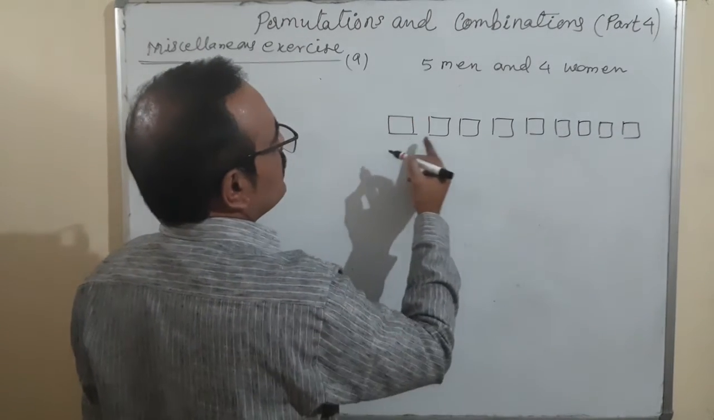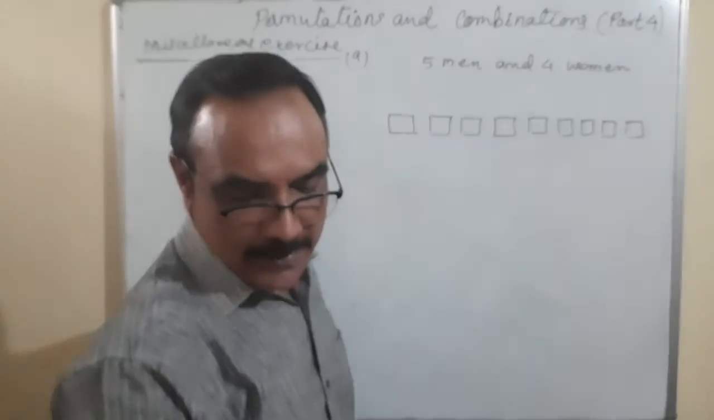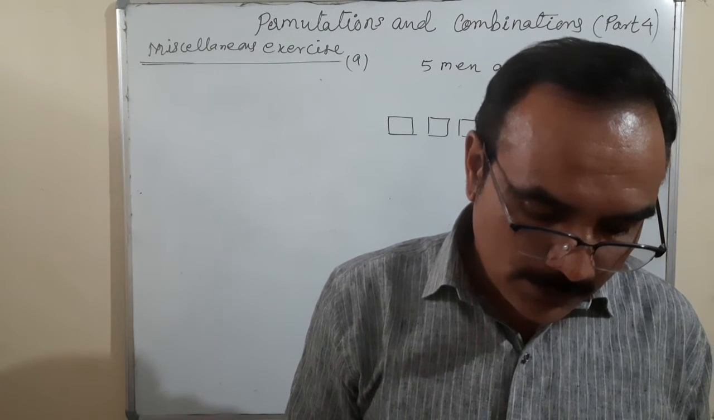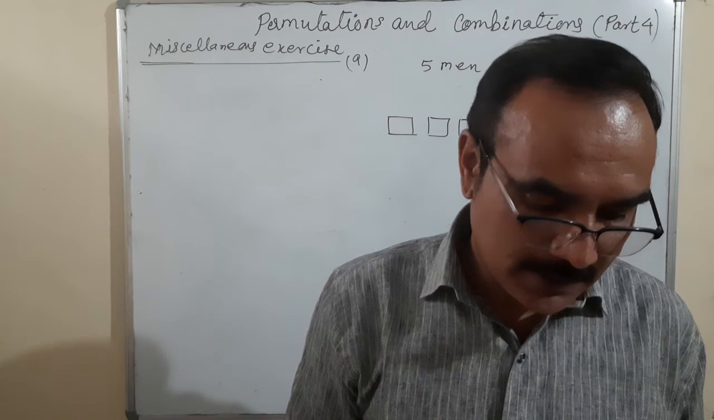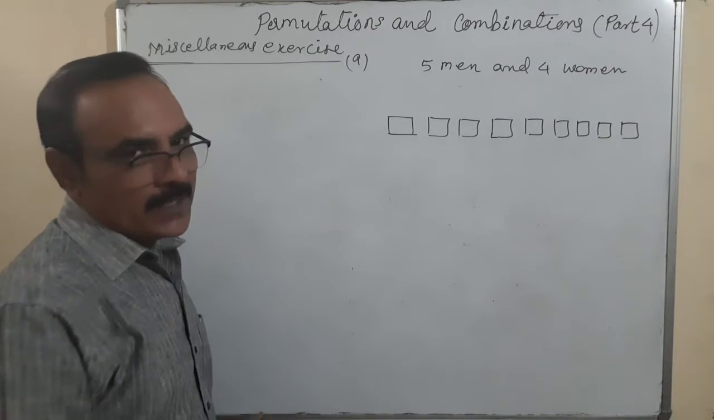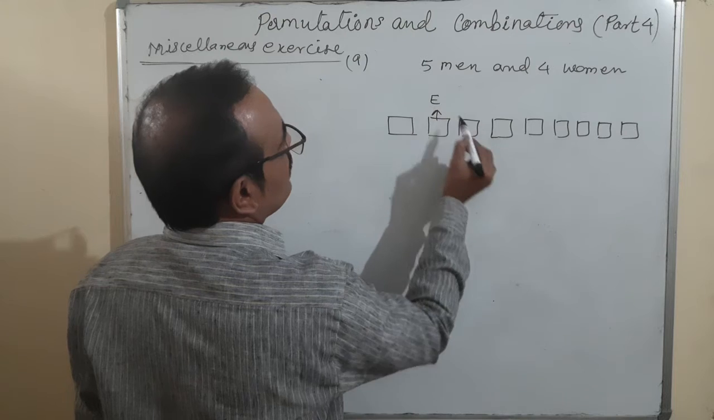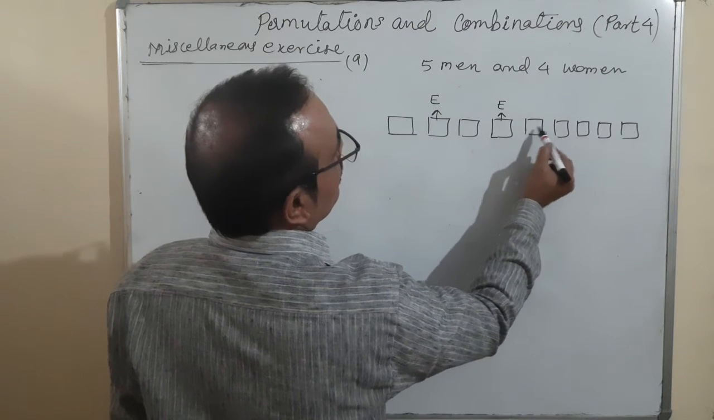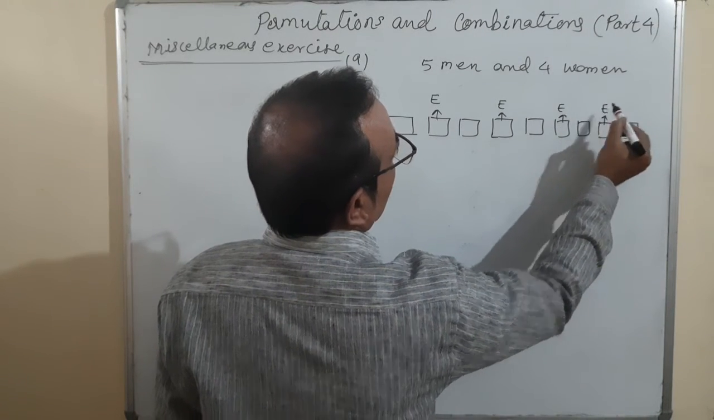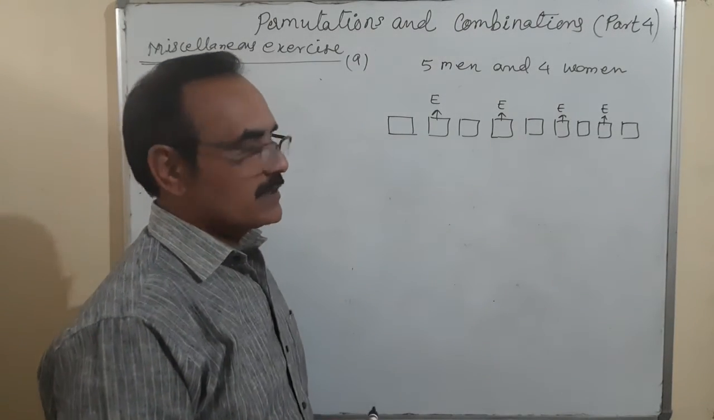Total 9 places: 1 2 3 4 5 6 7 8 9. Total 9 places are there. So that the women occupy the even places. How many such arrangements are possible? Women occupy the even places. The even places are 4 places. Am I right? And the remaining 5 places are odd places.